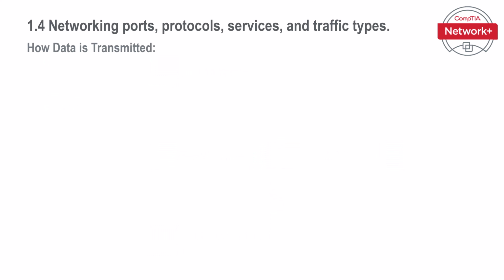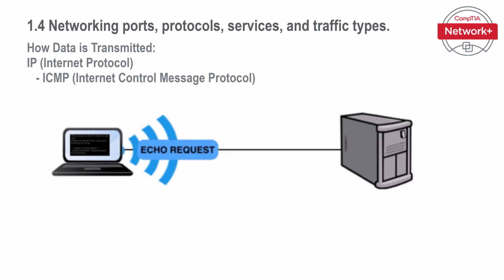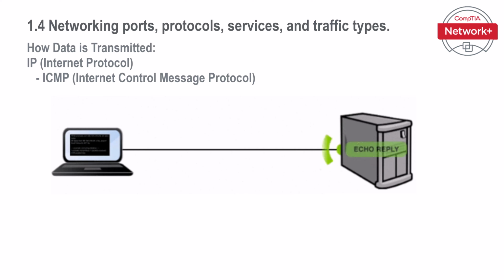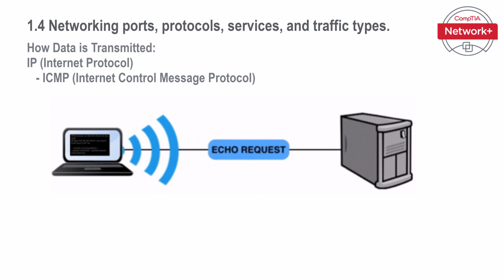To facilitate network communication, several essential protocols define how data is transmitted. The Internet Protocol, or IP, is the foundation of network communication, allowing devices to send and receive data across networks. With IP, there are various supporting protocols. The Internet Control Message Protocol, or ICMP, is used for sending diagnostic messages, such as responses generated when using the ping command to check network connectivity.